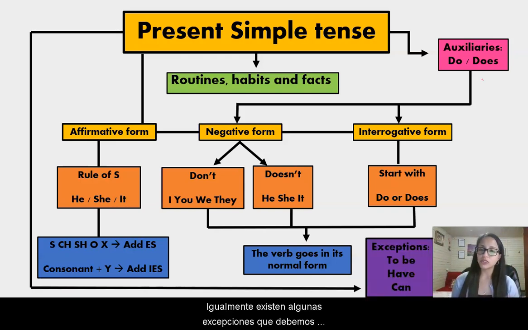And there are some exceptions that we have to remember. For example, verb to be, that has its own form depending on the subject. Have, which is going to have its own form in the affirmative sentence. And in the case of can, we will have the same verb for all the subjects.